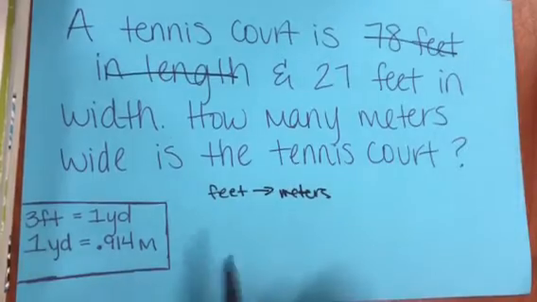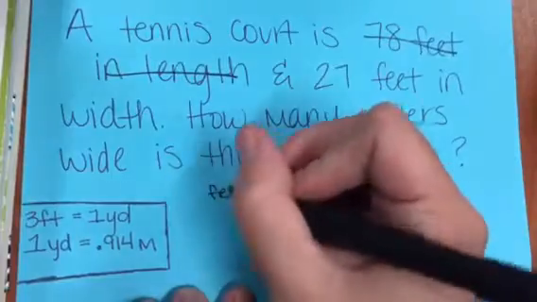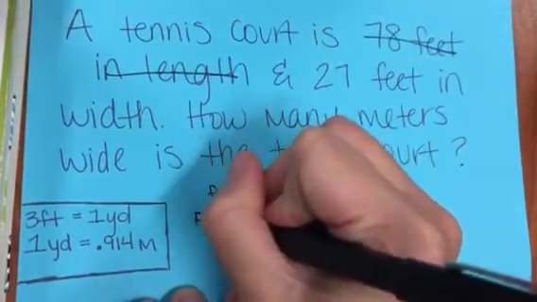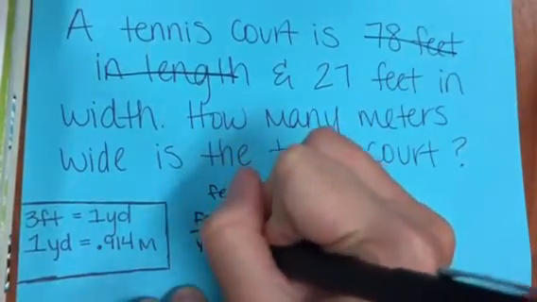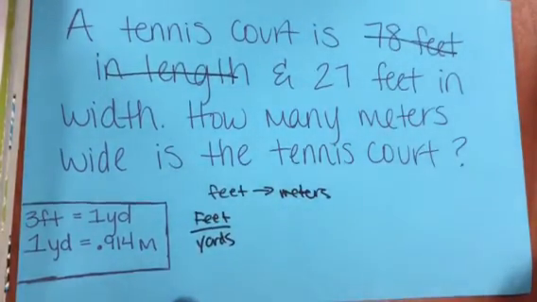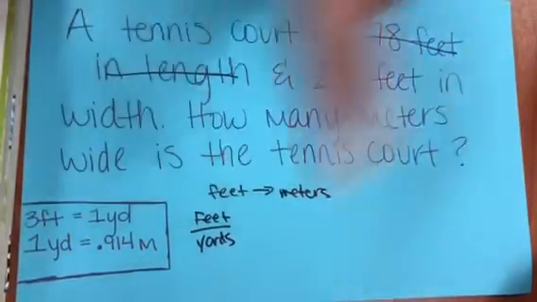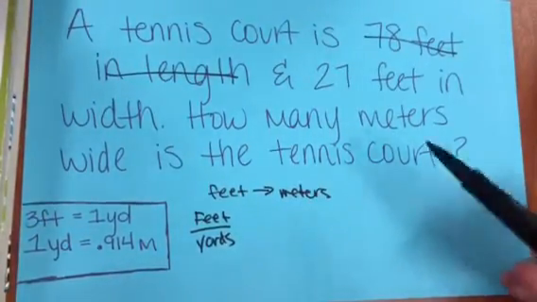So we're going to start by going from feet to yards. I'm going to start by setting up a proportion, and I'm going to do feet over yards. Why are we going feet to yards? Why can't we just go feet to meters? Because I don't have the conversion factor from feet to meters. So I have to go from feet to yards and then yards to meters. Just making that clear. So this is like 2 steps.